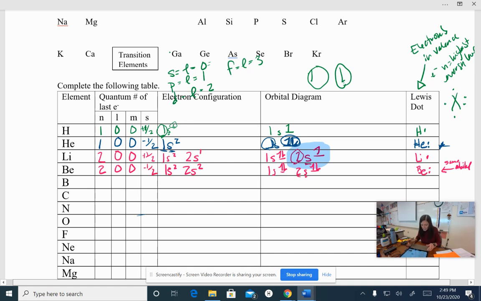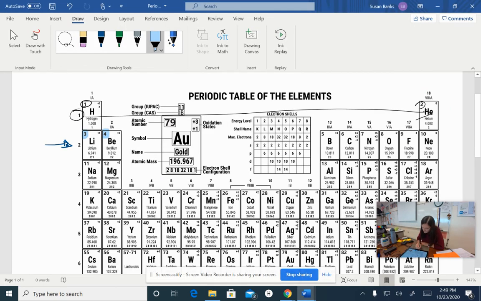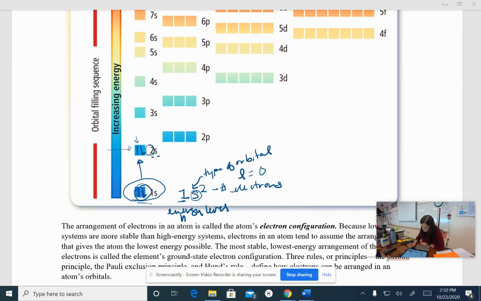Okay, let's now look at boron. Okay, so if I look at boron, I now have 5 electrons. Notice I am now in the P block. Okay, so let's look at the hotel. Lo and behold, my S's are full, but my P block is my next orbital. Now, really, in reality, I can fill in any one of these orbitals. They're all the same level. We're just going to go from left to right.